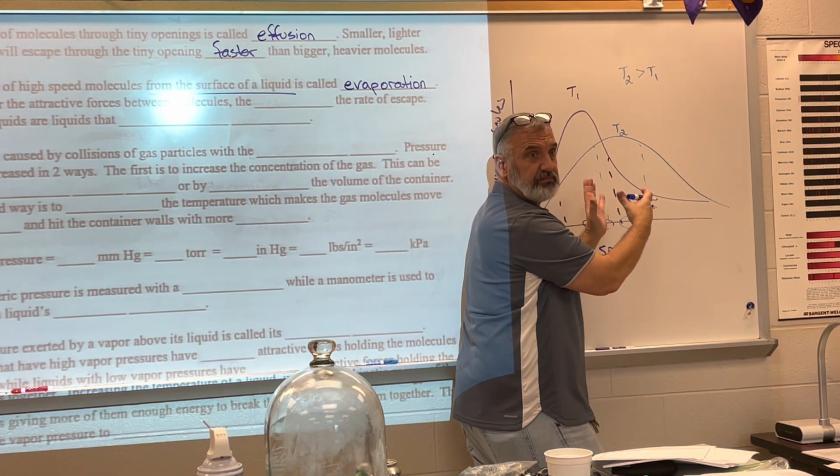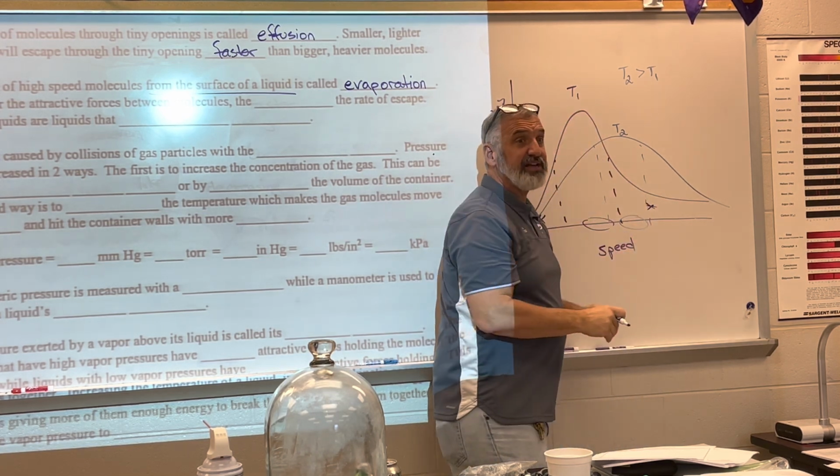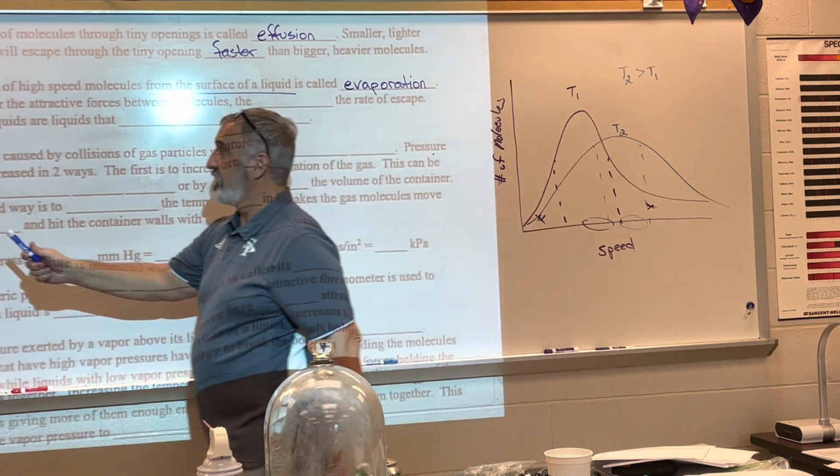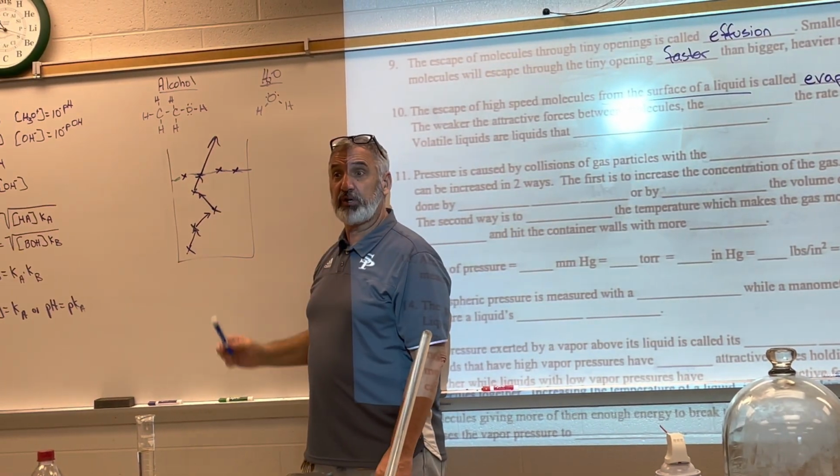Heat them up, speed them up. So more molecules are going to be going faster. So that means more molecules hit the top with enough speed to break the hydrogen bonds holding them in, and so more molecules can escape, and it evaporates more quickly.